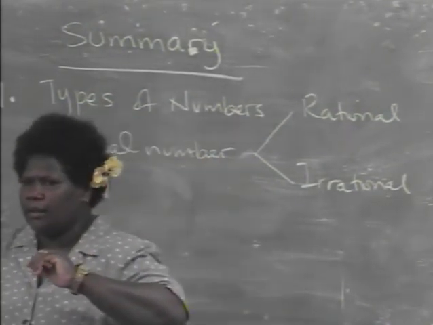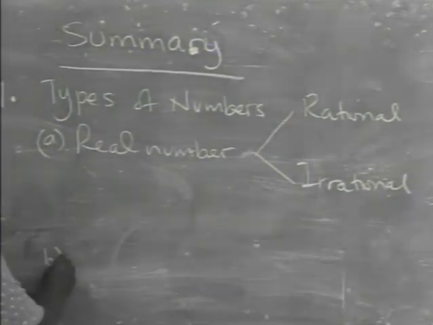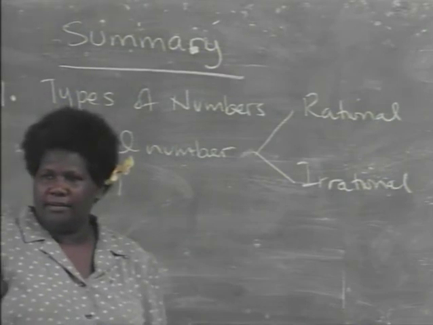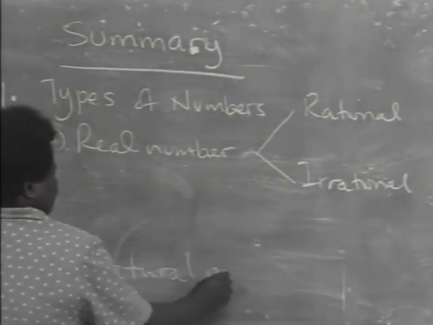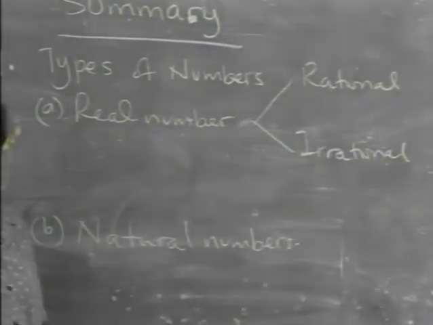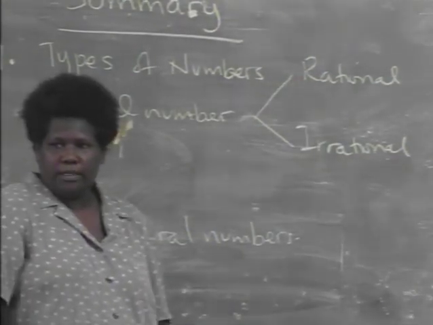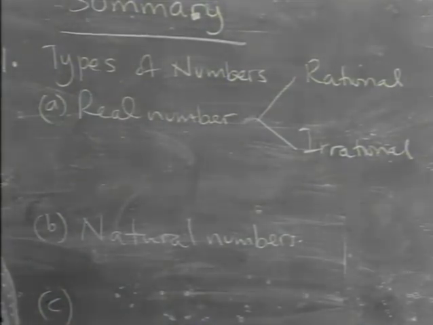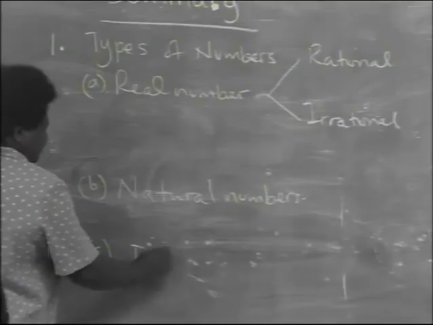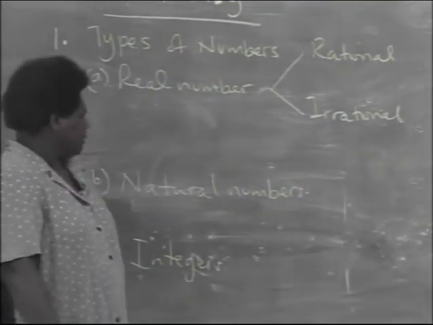Siegfried, tell me, what is the name we give to the counting numbers? Natural numbers. So natural numbers are counting numbers. What are positive or whole numbers called? Integers. Integers are whole numbers only, including negative and positive numbers.